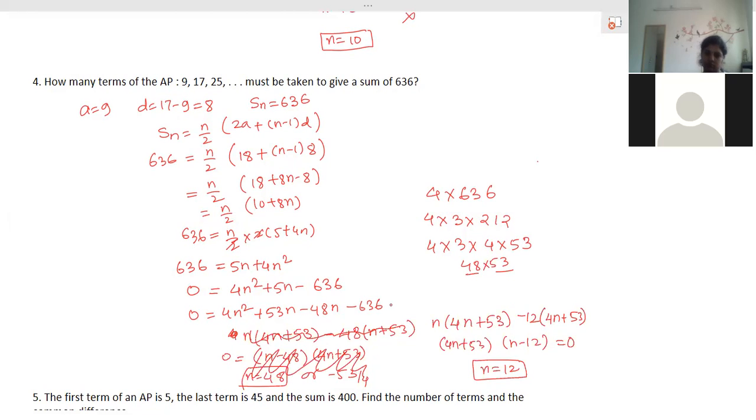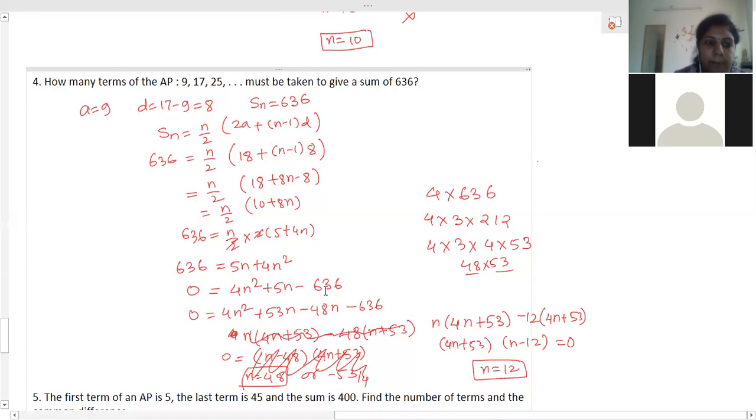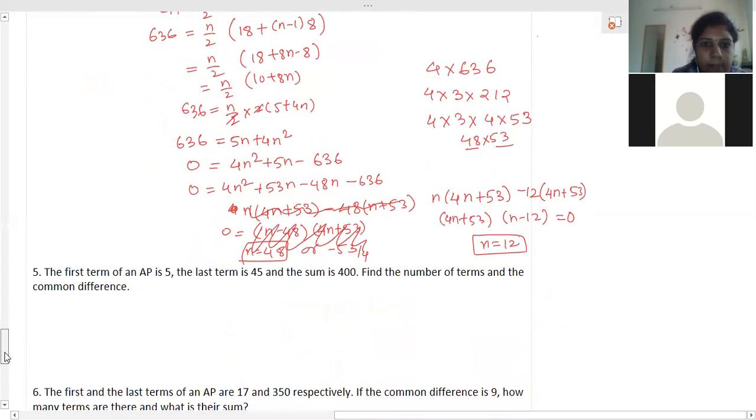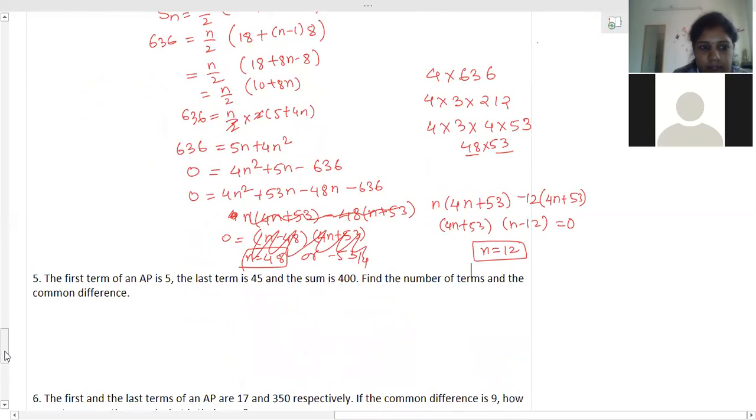Ma'am, for the next one, how do you find the common difference after finding the value of n? First term of the AP is 5, the last term is 45, sum is 400. So what is the n you got? Ma'am, I got 16. That means A16 is 45. Oh, yes, ma'am. Okay. Then substitute values. Thanks, ma'am.